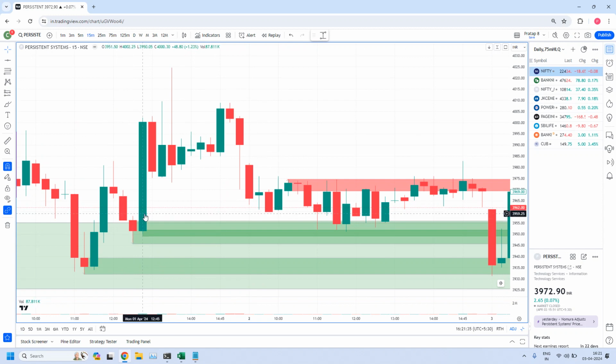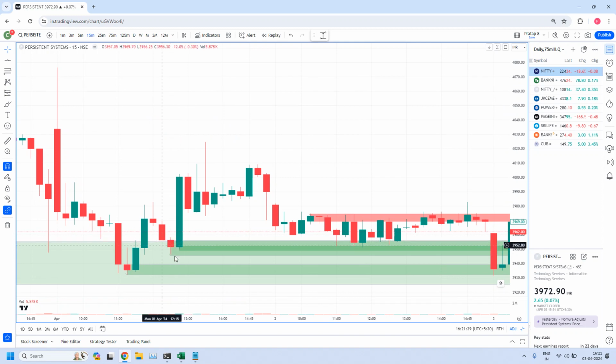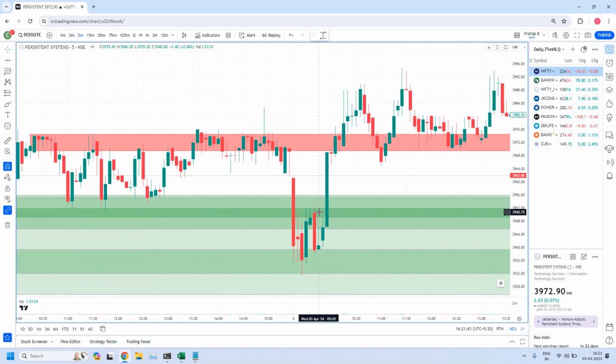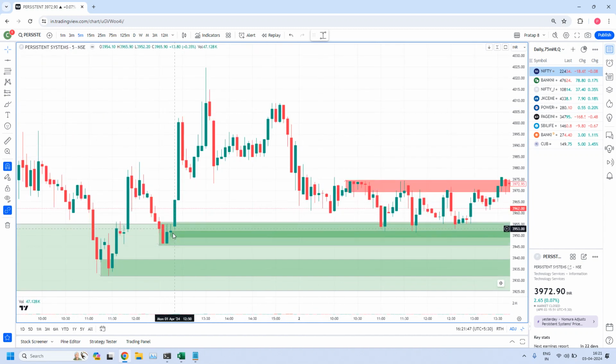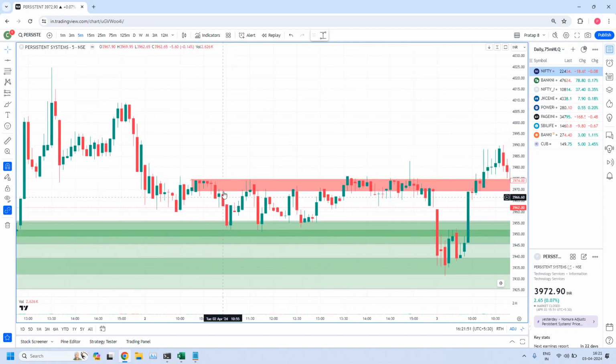So I must thank our subscriber. So drop, base, rally. Inside here again we have a 5-minute zone. We have a rally, base, rally. And also we have a good RR here, something more than 1:3.5 RR from here to here.